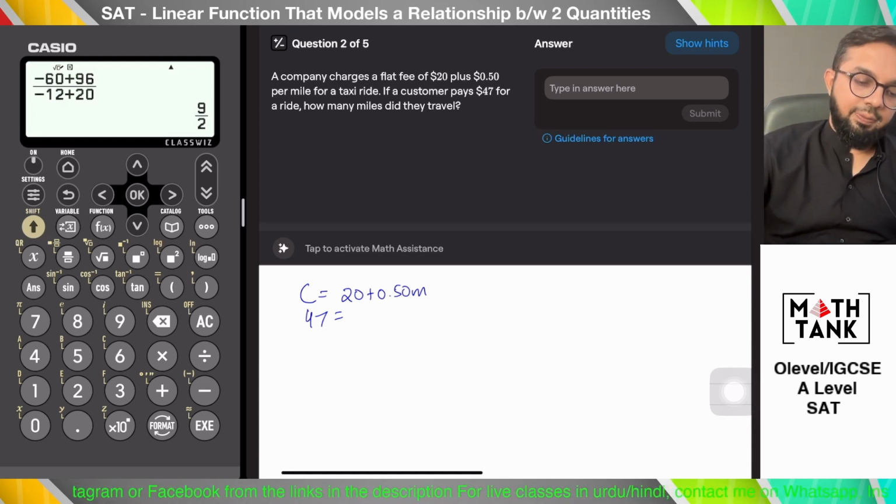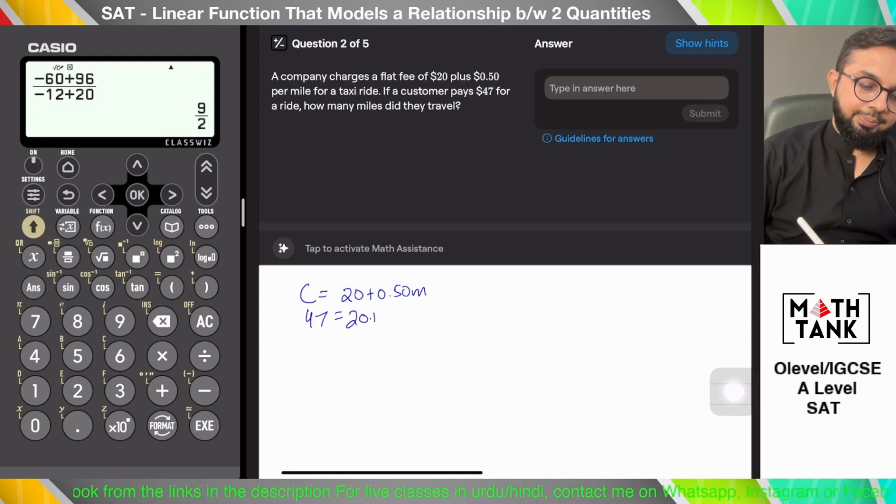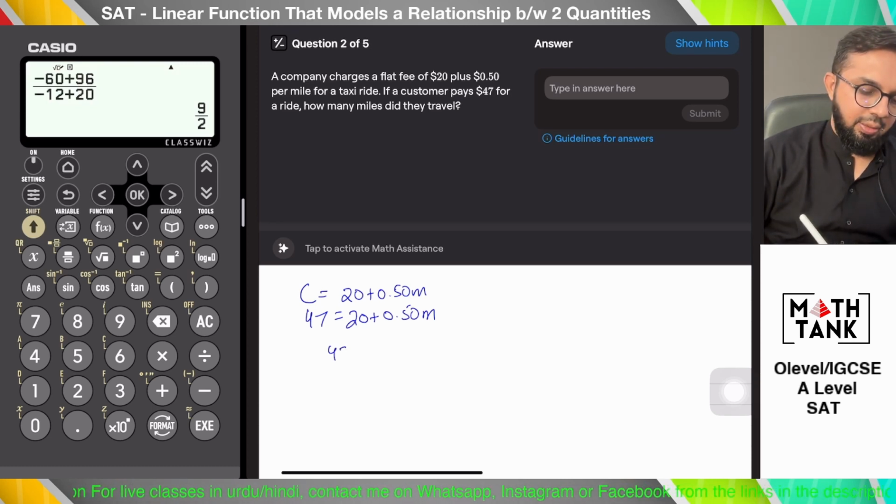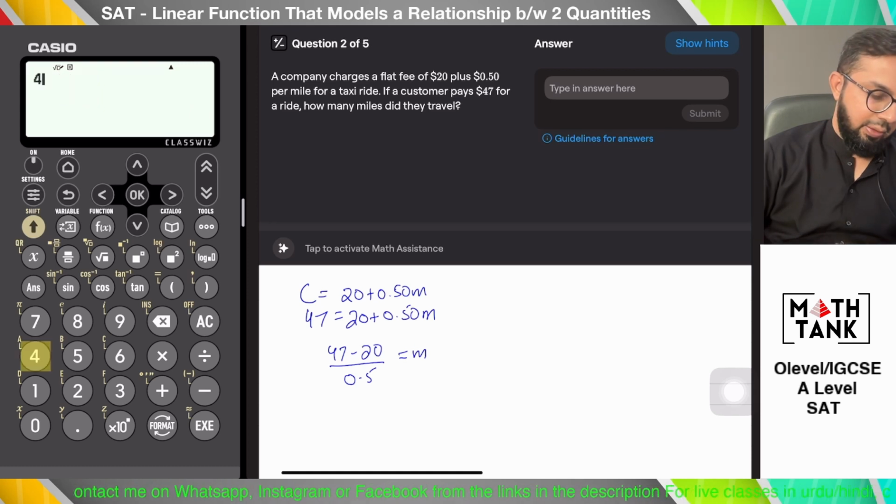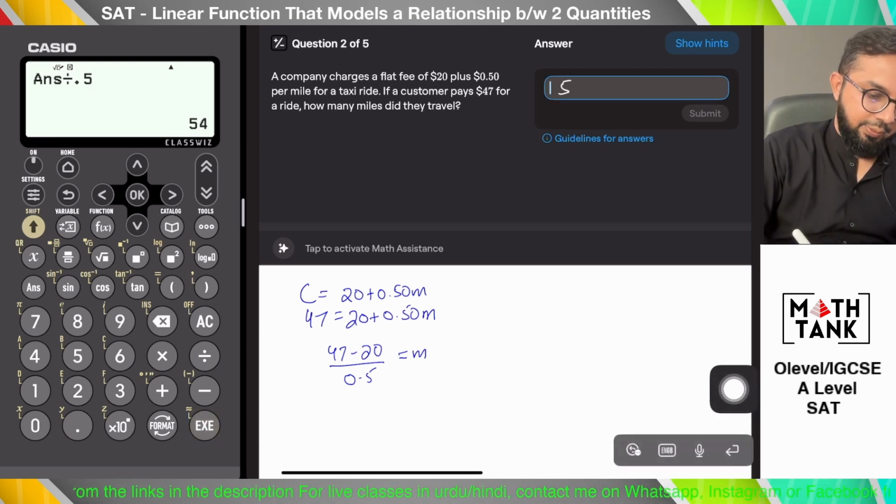if the customer pays 47, let's solve this for m. 47 minus 20 divided by 0.5 is about 54.